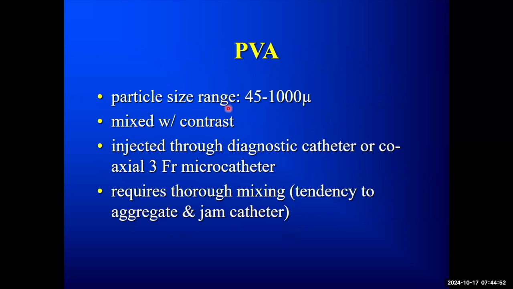PVA particle size varies, so you need to think about the size depending on what you're trying to do. The smaller the size, the more ischemia there will be, and the smaller the size, the more shunting there will be. So you want a small size, say, for a hepatoma, which are very vascular tumors, but if the size is too small and there's too much shunting, you can actually shunt right through the hepatomas and get particles into the lungs.